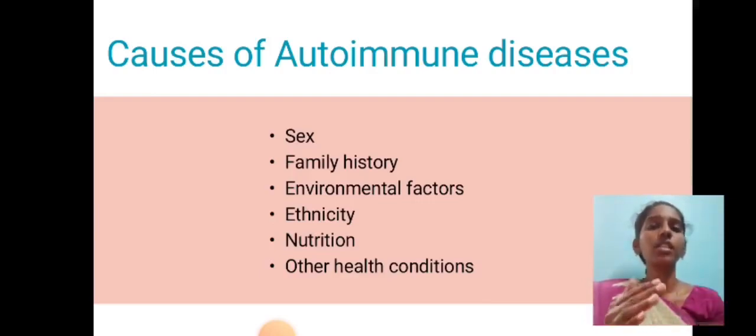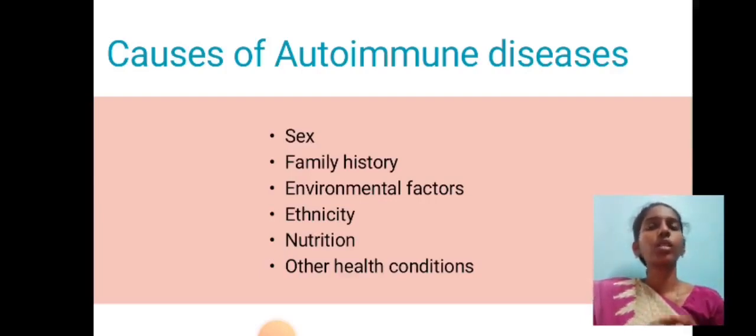Then ethnicity. Ethnicity means that certain autoimmune diseases occur in certain groups of people. For example, white people from Europe and the United States are more likely to develop autoimmune muscle disease. And the autoimmune disease lupus occurs in people who are living in Africa and America. So certain autoimmune diseases occur in certain groups of people. This is called ethnicity.